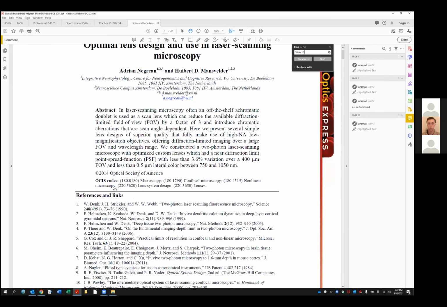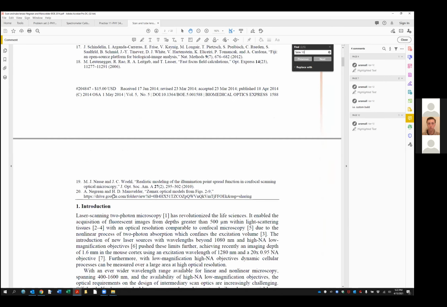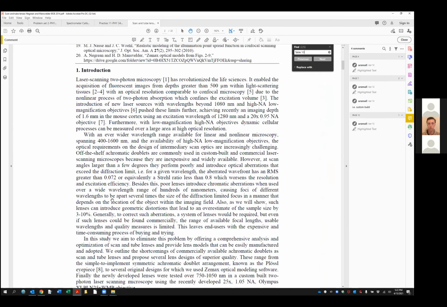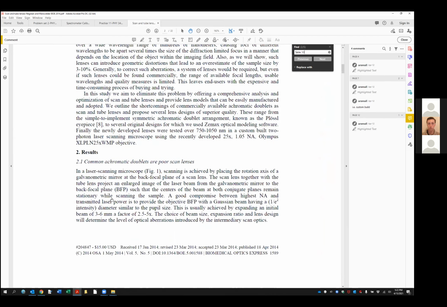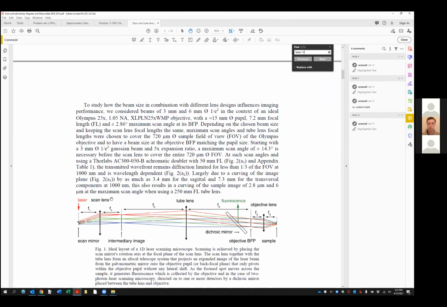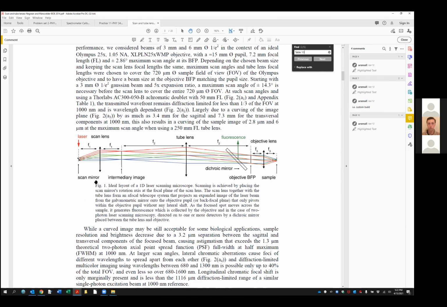What they're talking about is laser scanning microscopy, which we'll say more about at the end of the semester. But here's the basic idea. You have a scan mirror, okay? You're collecting information one point at a time. You're just scanning through the specimen, literally looking at one point at a time.